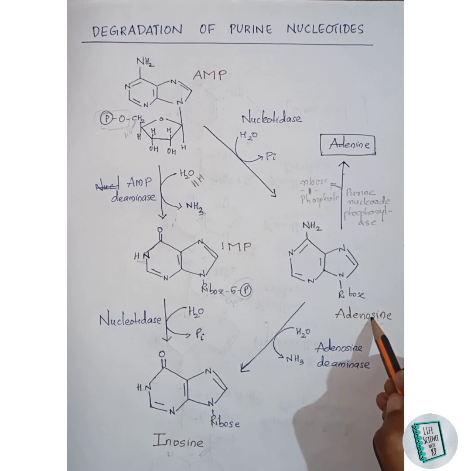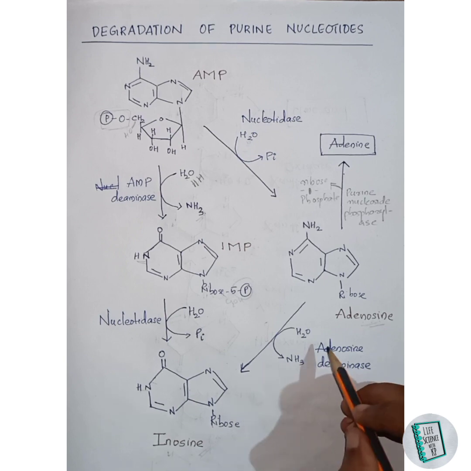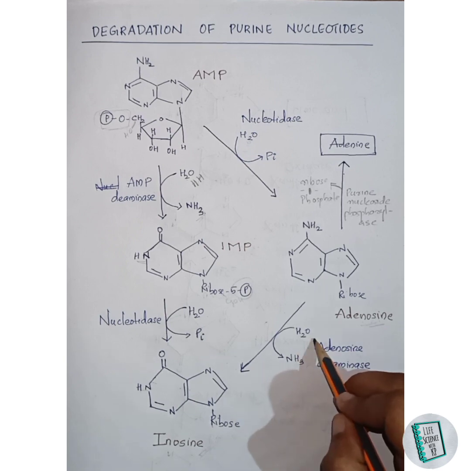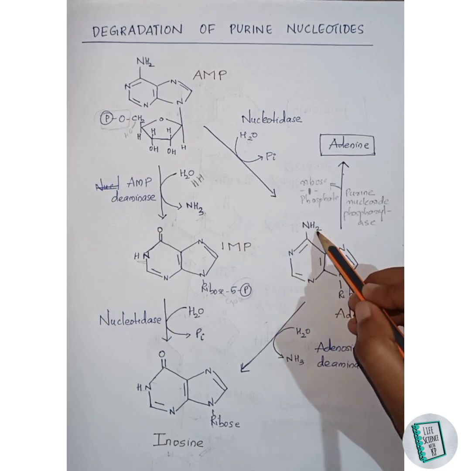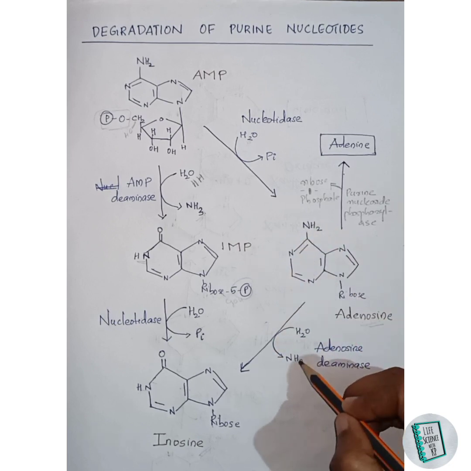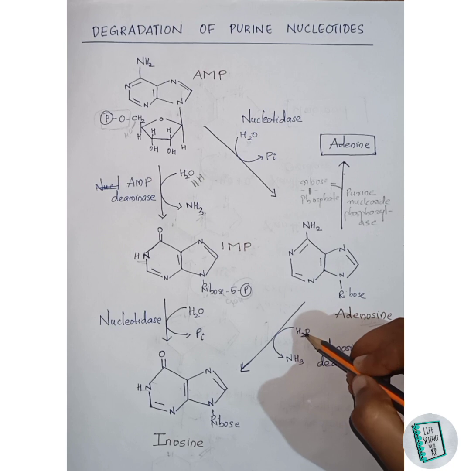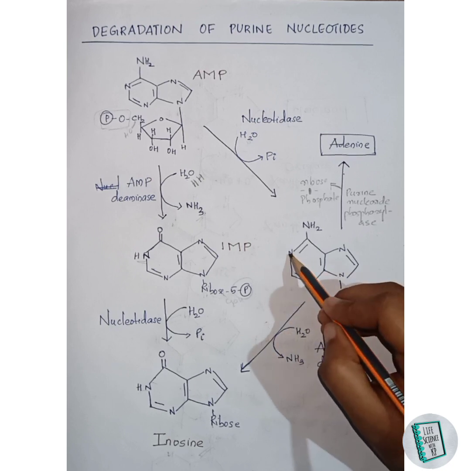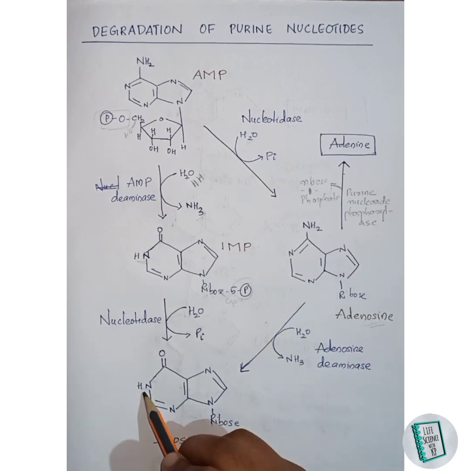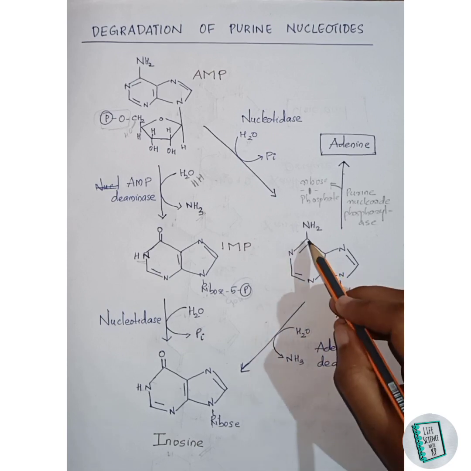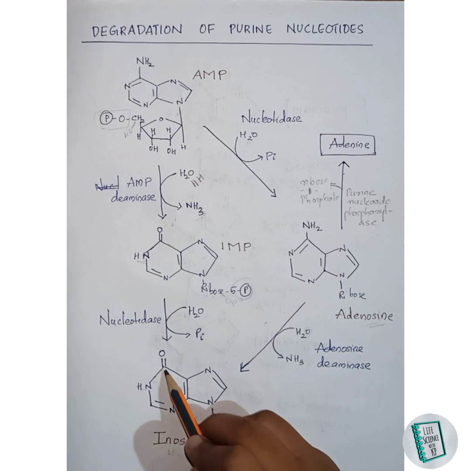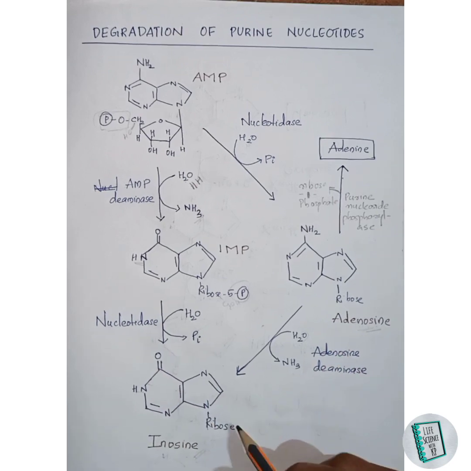Next, this adenosine in presence of adenosine deaminase forms inosine. Here a water molecule comes and one of its hydrogens attaches with this NH2 group and leaves as NH3. Then the remaining hydrogen of this water molecule attaches with this nitrogen and forms an NH group there. Then the oxygen which is present here joins with this carbon and forms a double bond. This is how inosine is formed from adenosine.